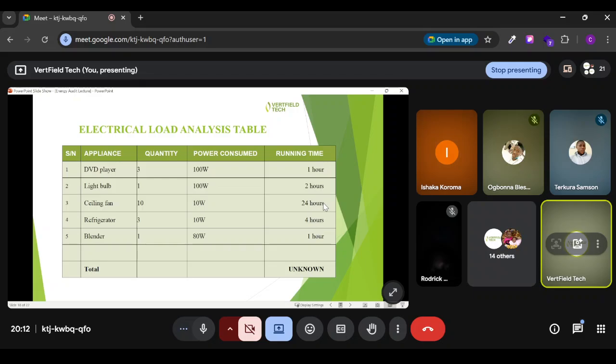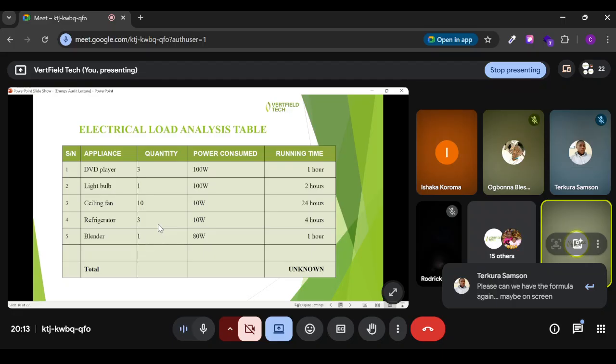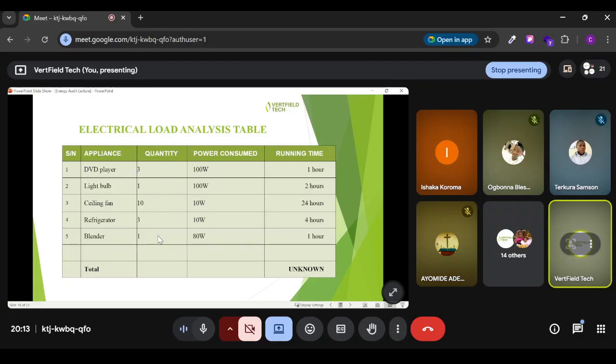All right. Before we apply that, let us take the details of these appliances. Like I have always said, you can write at this point in time. For the DVD player, the quantity is 3. Power consumed is 100 watts. Running time is 1 hour. For the light bulb, quantity is 1. Power consumed is 100 watts. Running time is 2 hours. For the ceiling fan, quantity is 10. Power consumed is 10 watts. Running time is 24 hours. For the refrigerator, quantity is 3. Power consumed is 10 watts. Running time is 4 hours. For the blender, quantity is 1. Power consumed is 80 watts. Running time is 1 hour.